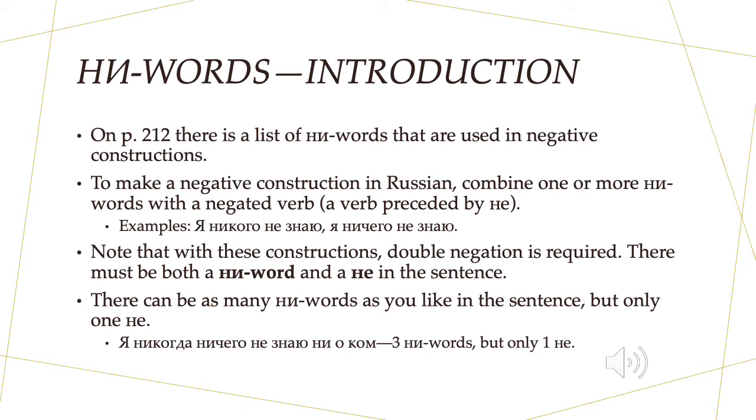In English, we don't do double negation. A double negative is a positive. In Russian, that's not the case. You have to do double negatives. And there can be triple negatives, quadruple negatives, as many negatives as you want. With these constructions, you must have both a ni word and a не in the sentence. You can have as many ni words as you like, but only one не. So remember, one не and an infinite number of ni words. For example, я никогда ничего не знаю ни о ком. That has 3 ni words, but only one не.